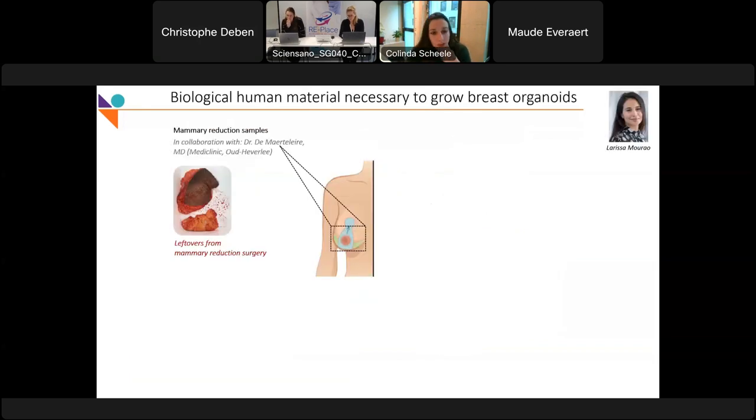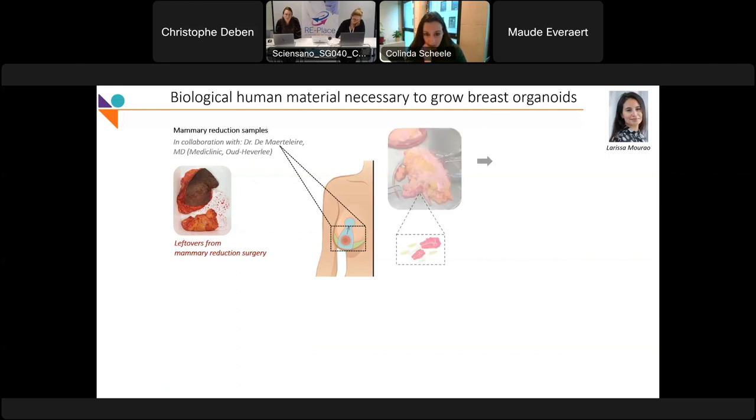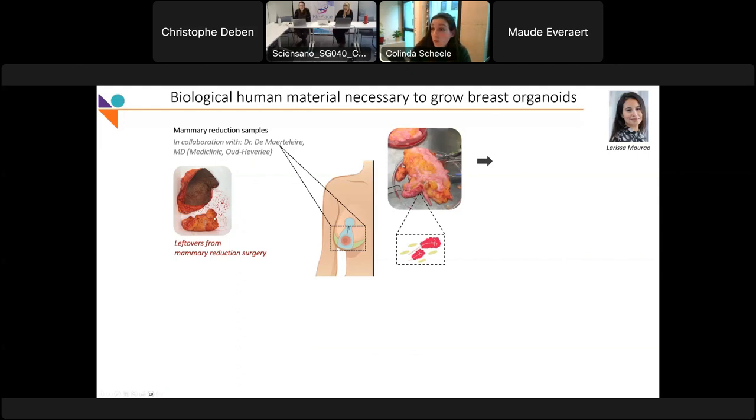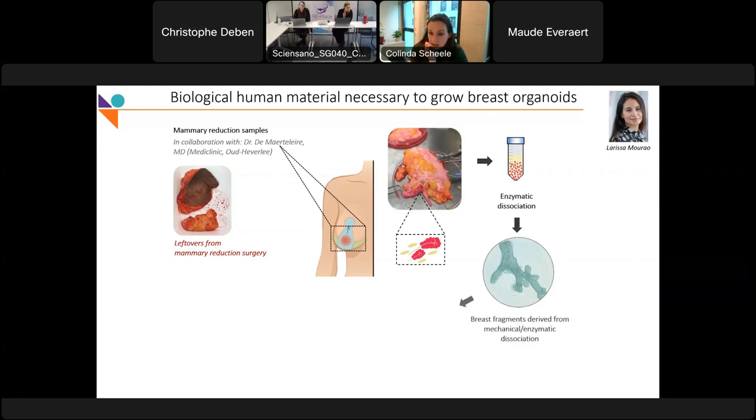So a couple of years back in the lab, Larissa Posok in my lab started a collaboration with a clinic here in Heverlee to get leftovers of mammary reduction surgeries, which is mostly from healthy donors. And what we decided to do with these is that we chop them up. So you can really see here, we get a piece of healthy breast tissue, we chop it into smaller pieces, and then we make small fragments of them, which eventually we can even further dissociate, and then we can plate them. We can keep them frozen until we can plate them in our matrix.